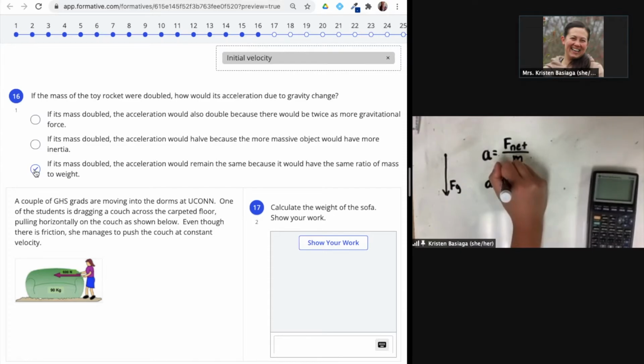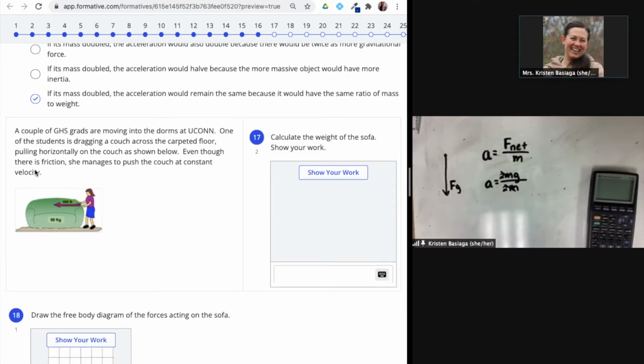So I'm going to put mg, the weight, the force due to gravity, as the net force. It acts on the mass. When you double the mass, you also double the weight. It doubles the inertia and makes it harder to move at the same time you're pushing it harder. So the mass doesn't matter for acceleration in free fall. This is why all objects fall at the same rate. The ratio of mass to weight stays the same.